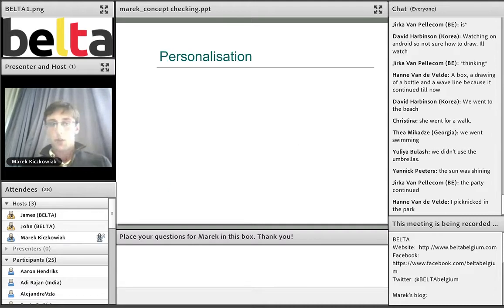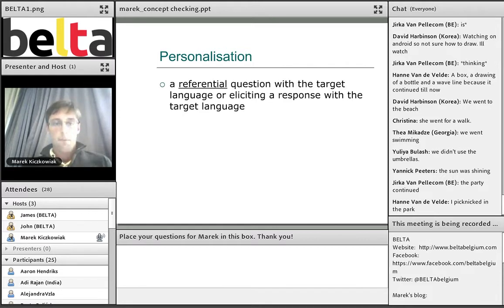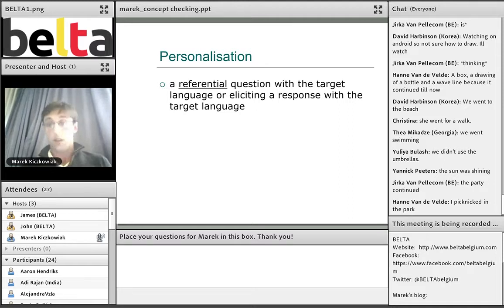Another thing that we can do is personalize the language. A very difficult word there. It can be a referential question with the target language, or a referential question that elicits the response. A referential question is a question that is a real question, right? You don't know what the answer is to that question. And it can also be a personalized extension. So what we saw before, but making it personal.